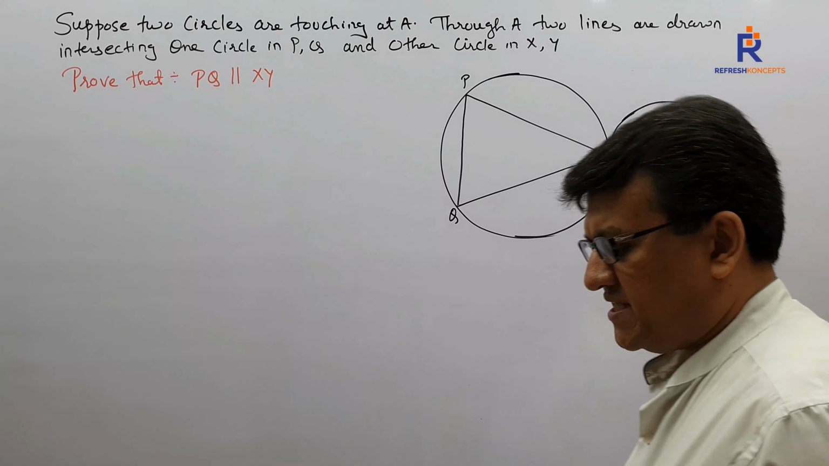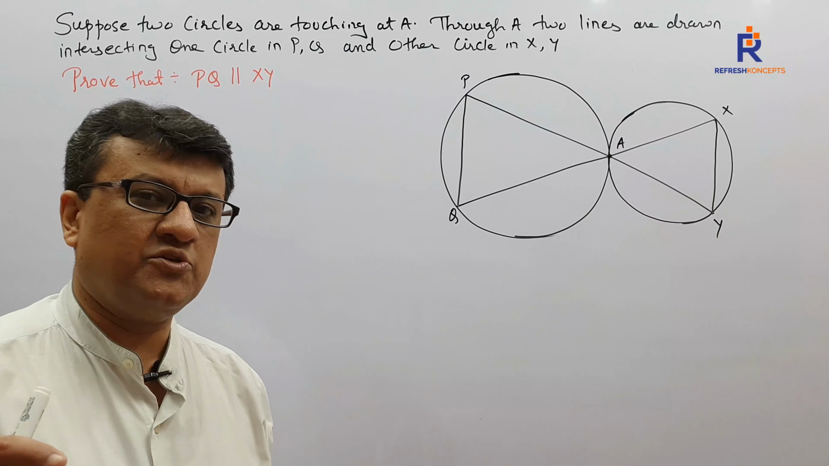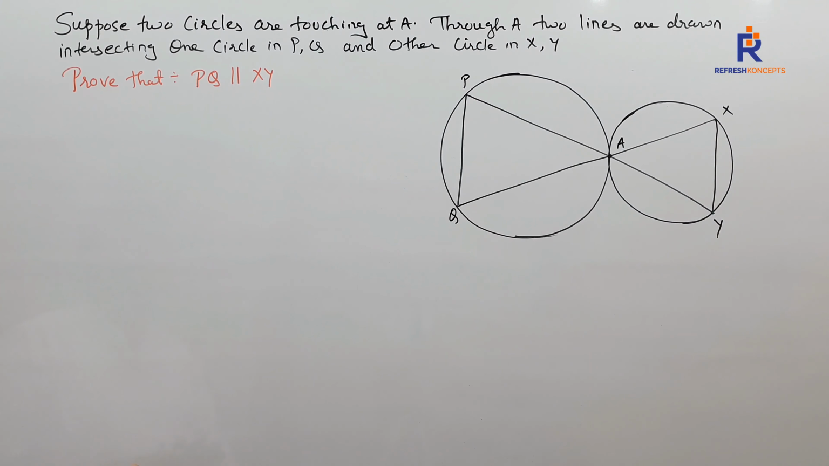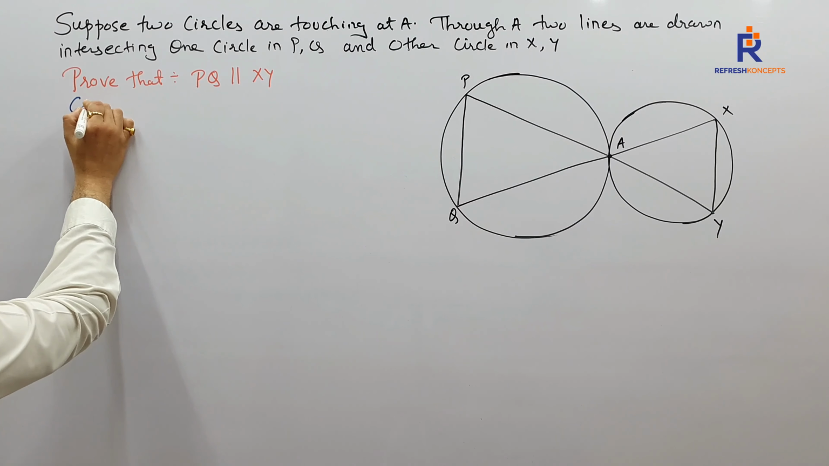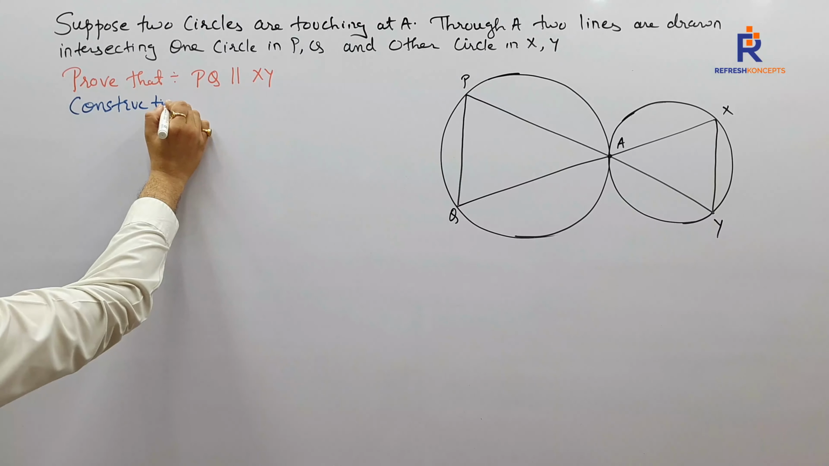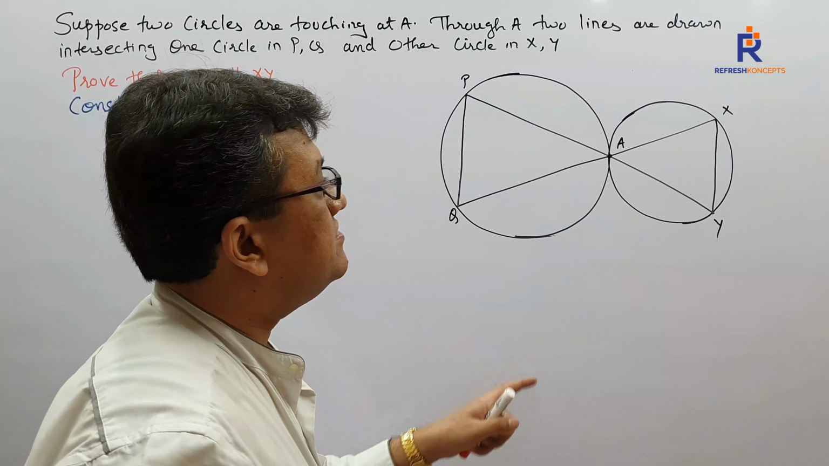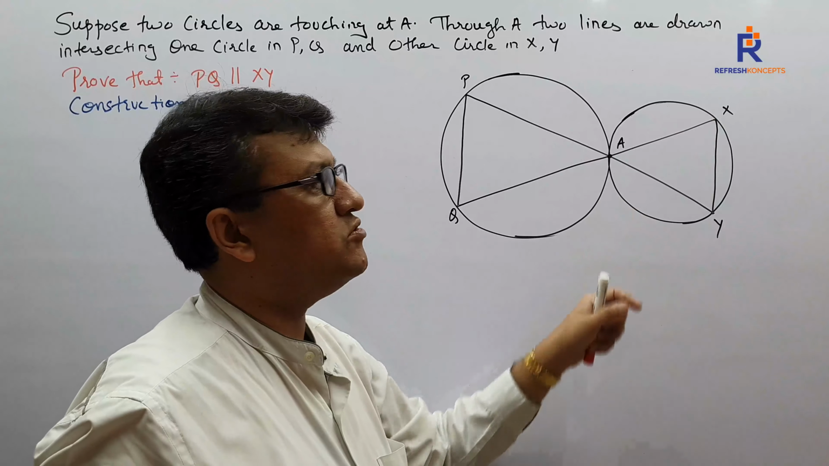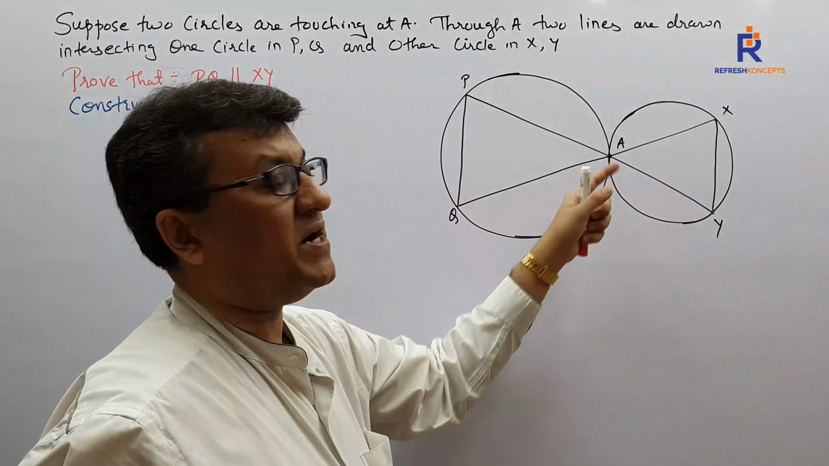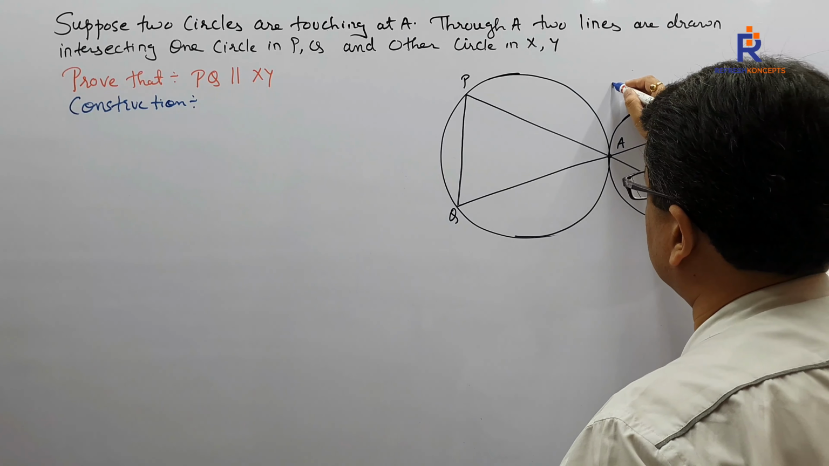There is a very important construction. If you do that construction, then and only then can you get this particular solution. Otherwise, it's difficult to get it. So please don't forget this construction. What is the construction? Draw a common tangent to both the circles passing through A. So let's go for drawing a common tangent which is passing through A.